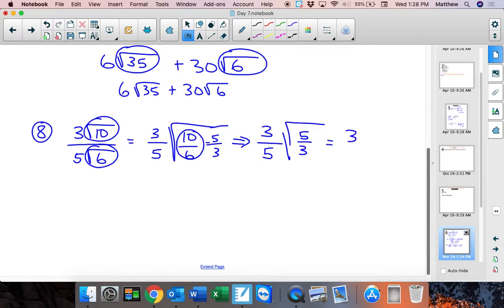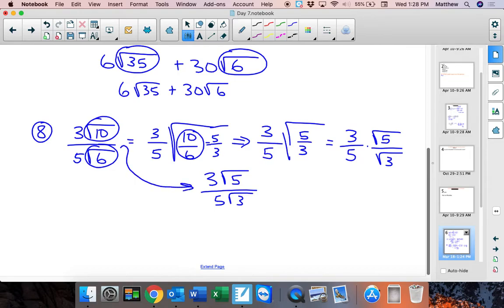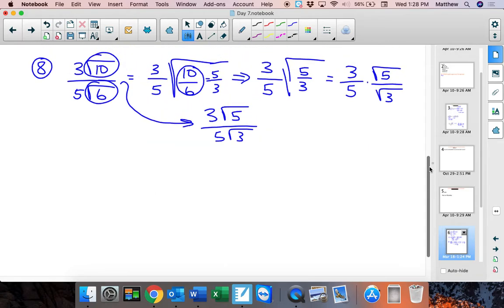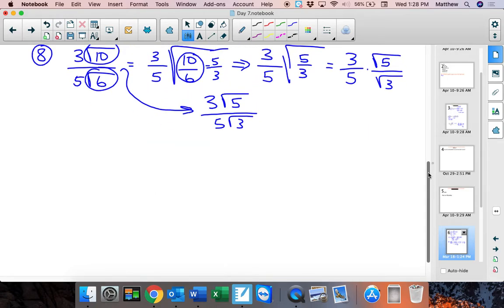which is 3 over 5 times root 5 over root 3, which is then 3 root 5 over 5 root 3. So I've done a little bit of work, but ultimately we just went from this original down to here, really by just simplifying the inside numbers. I'll give myself a little more space. And so I notice root 5 is simplified, root 3 is simplified, and now I need to rationalize.